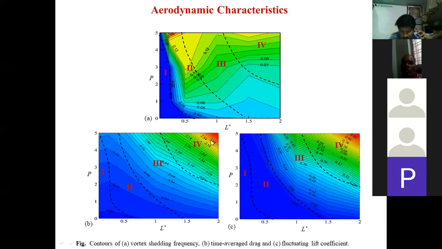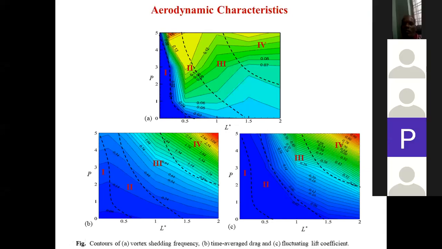And similarly, this is the fluctuating lift coefficient presented in C. These are the contour plots for fluctuating lift coefficient. It follows almost the same pattern as the average drag coefficient. So from this example, what we understood is that the inlet velocity profile and the position of this obstacle matter a lot for studying the aerodynamic characteristics. I mean, it has a remarkable effect on the forces, frequency, and the flow structure around this single obstacle.